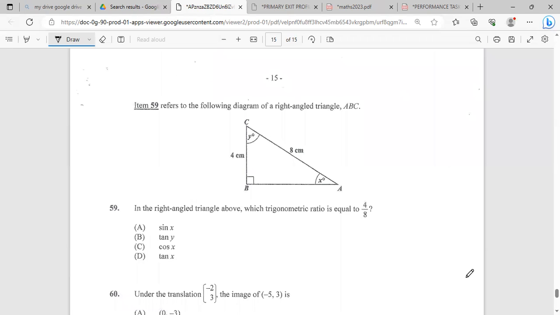Item 59 refer to the following diagram of the right angle triangle ABC. In the right angle triangle above, which trigonometric ratio is equal to 4/8? If you're looking from this one, it will be opposite over hypotenuse, which is sin x.